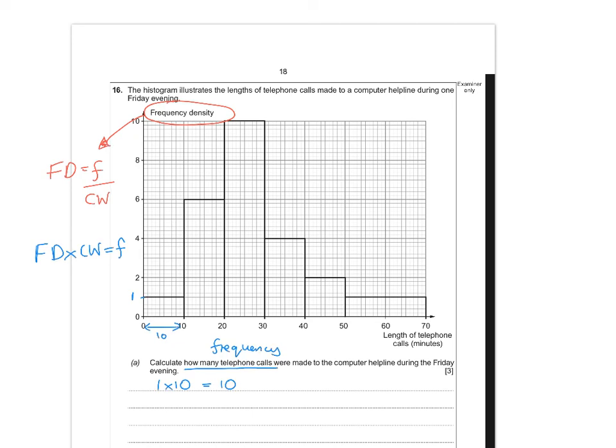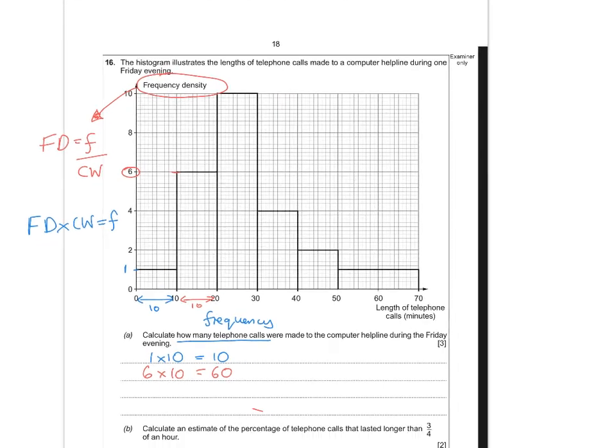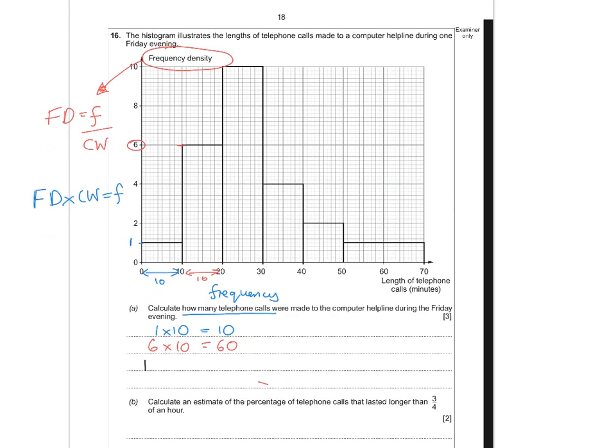For the next bar, the frequency density is 6, and its class width is also 10. So I'm going to do 6 times 10, which is 60. And then I'm going to carry on doing that for the remaining bars. So I'm going to get 10 times 10, which would be 100. I'm going to get 4 times 10, which is 40. I'm going to get 2 times 10, which is 20.